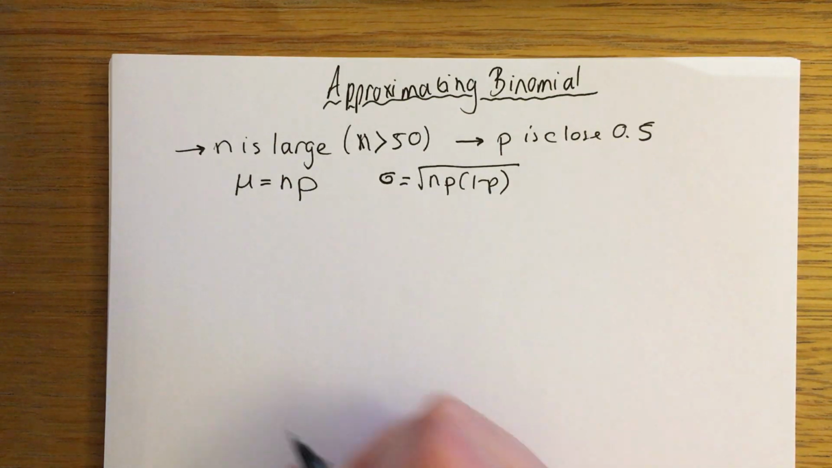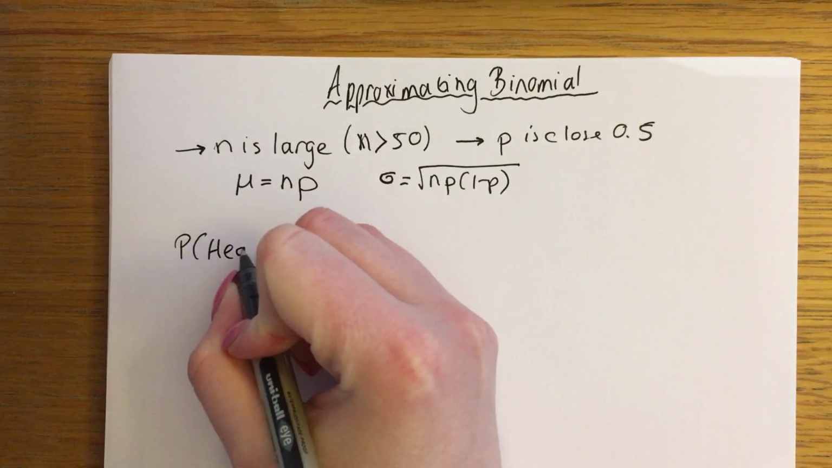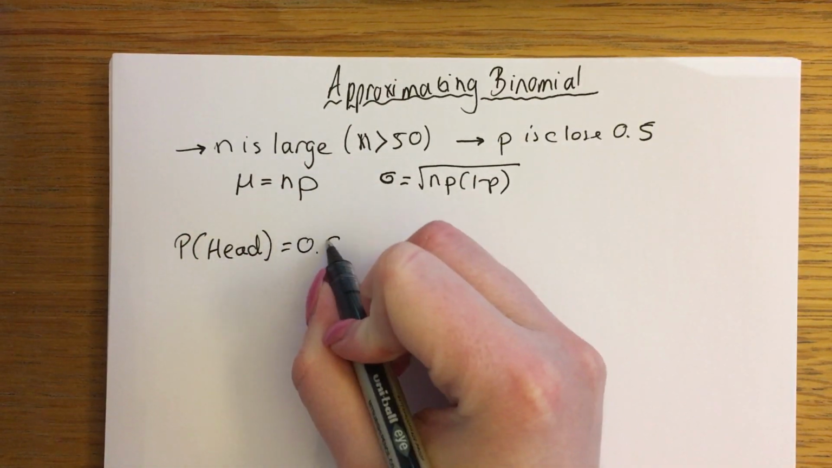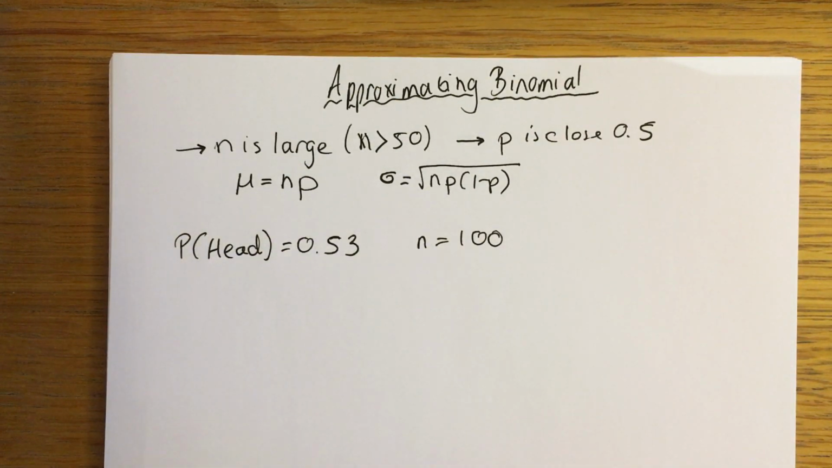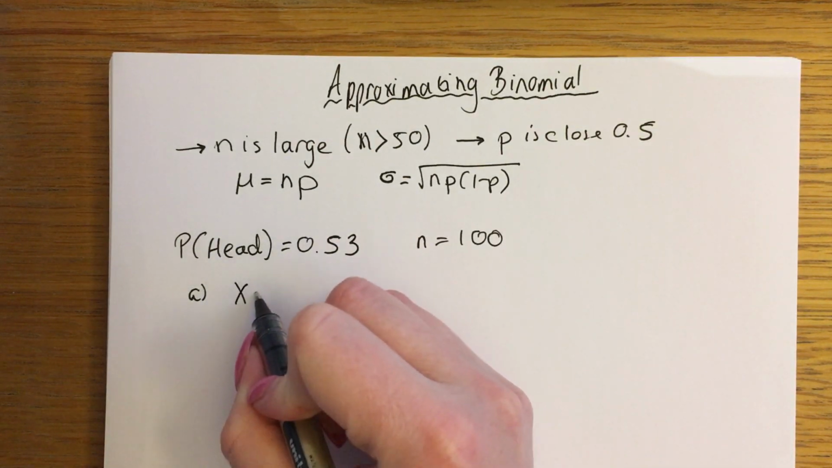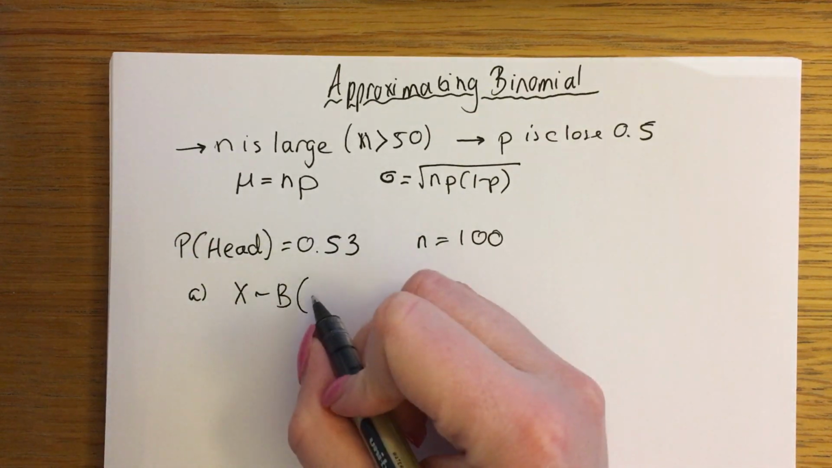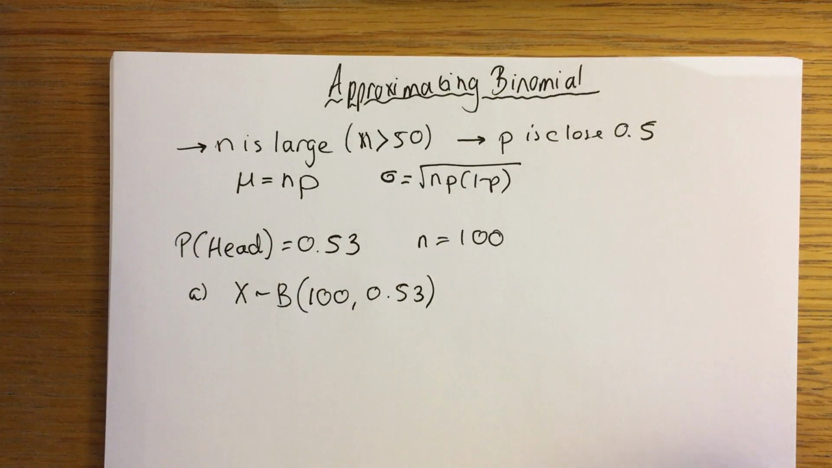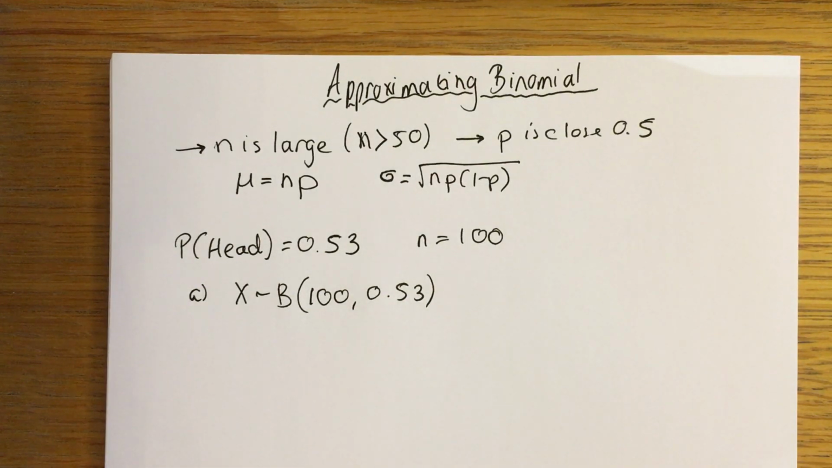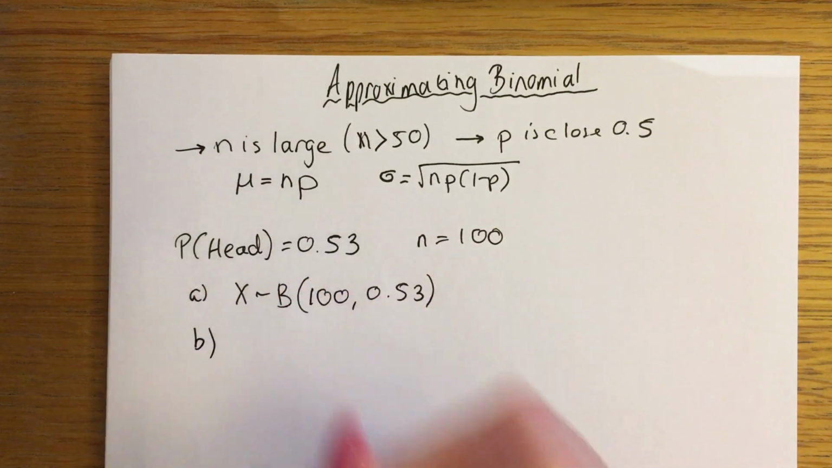So a biased coin has the probability of getting a head of 0.53, and the coin is tossed 100 times, and the number of heads x is recorded. Write down a binomial model. So x is binomially distributed with 100 trials and a probability of success of 0.53. Part B, explain why x can be approximated with a normal distribution, y is normally distributed with a mean mu and sigma for standard deviation.